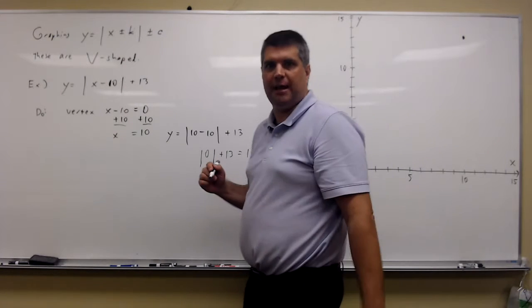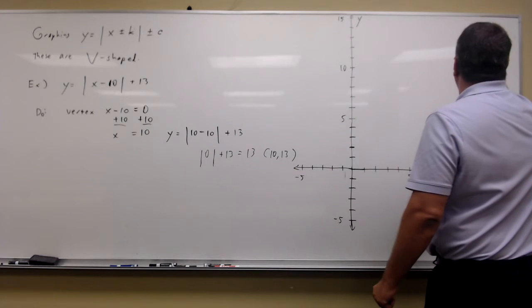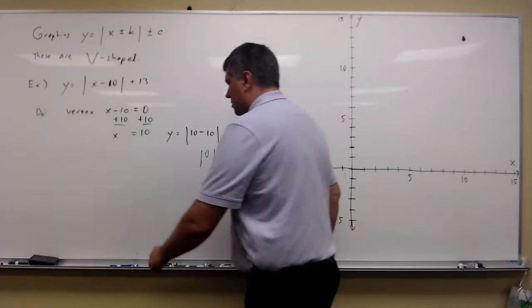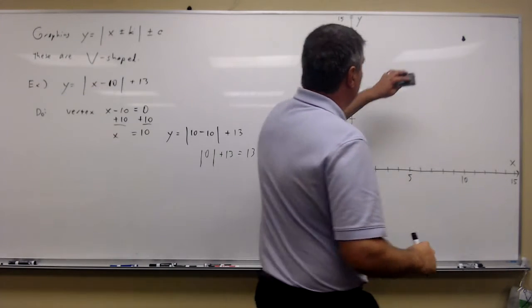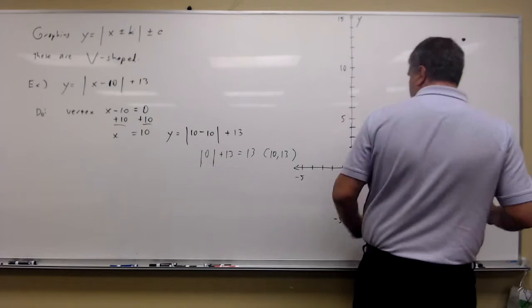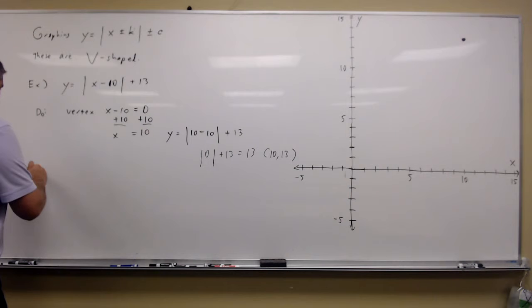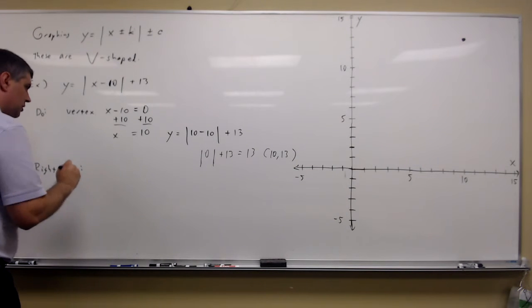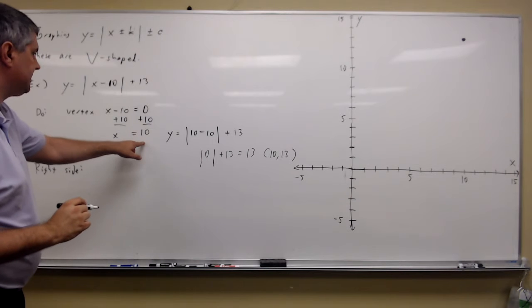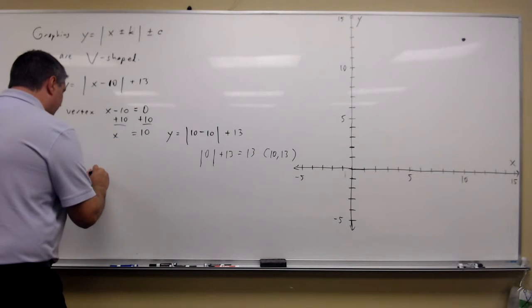Okay, it looks like it may need to be a little further down. Yes, it does. Okay, just a little bit further down. Okay, so there's my vertex. Next, I'll do the right side. Okay, I'll do the right side of x equals 10, right side of vertex.